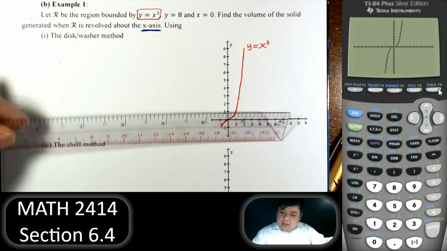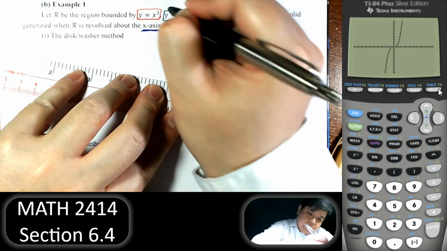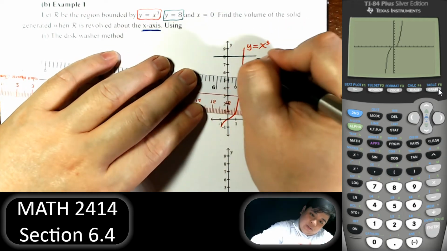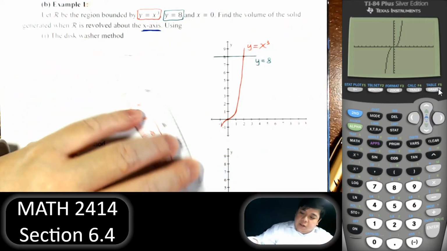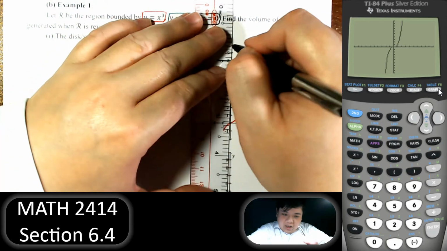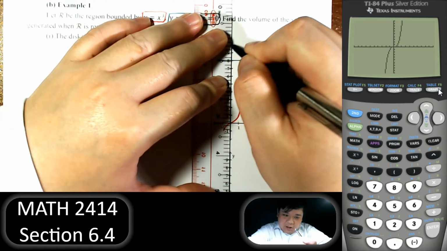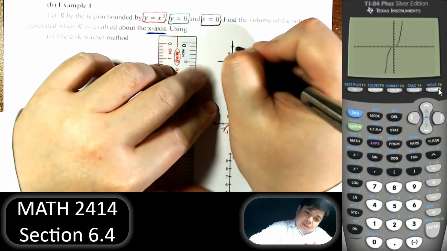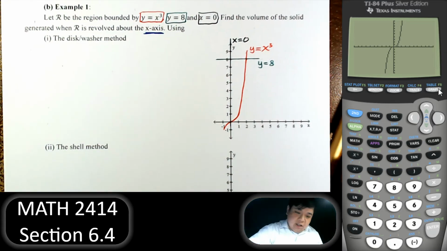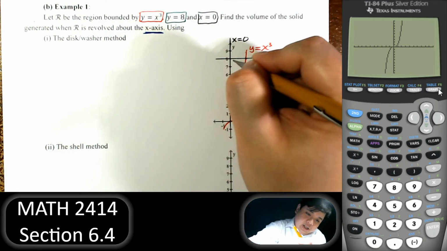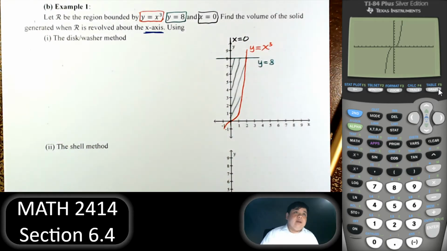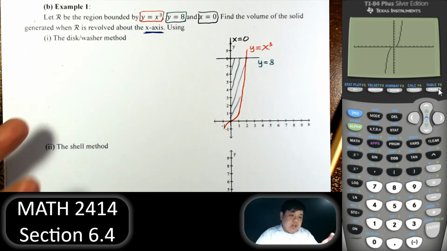Y equal to 8, and x equal to 0, which is the y-axis. And of course, we're talking about this one here. Now, for this one, first we use the washer method.